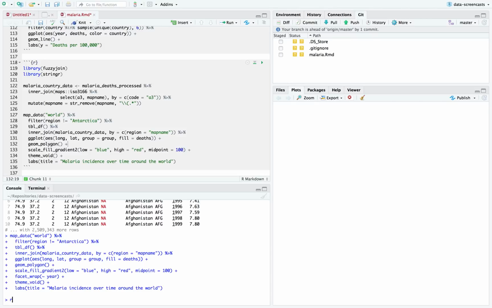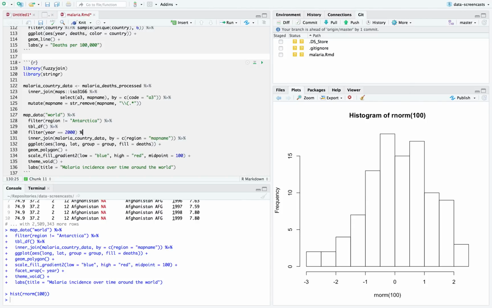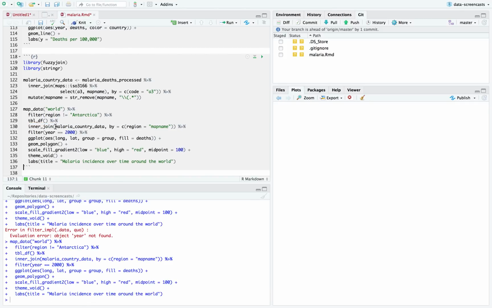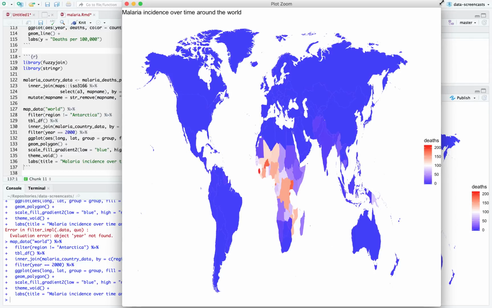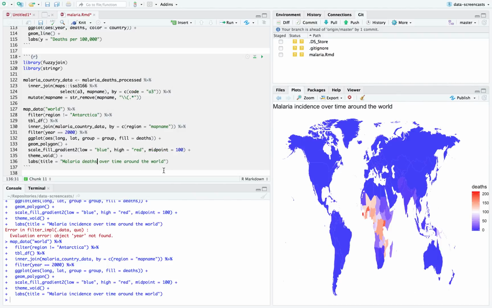Let's see if I managed to stop that without breaking the graphics device. Okay. I'm going to filter for year is 2000. Try this one more time. Oh, I need it after the data is joined together. All right, so I got into some details there and got lost a little bit, but mostly what we're interested in is how I can show this evolving over time, this graph of malaria incidence. This is actually malaria deaths across the world, and I say fill is deaths per 100,000.